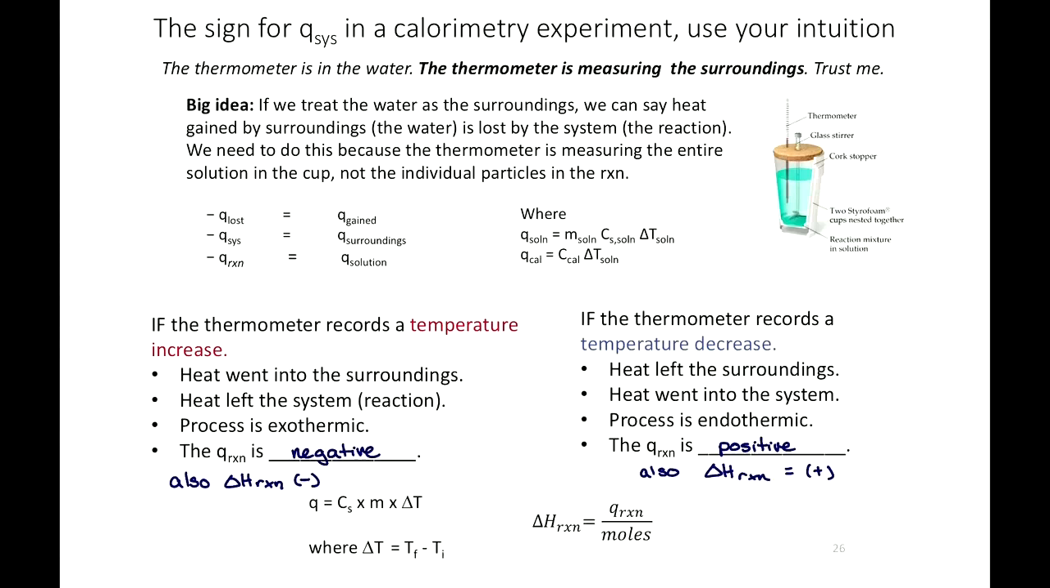You are the surroundings. The reaction is the system. So when you put your thermometer in the cup, you're going to fill that cup with water. You're going to do a little reaction, and you're going to stick your thermometer in it. We need to be really sure, what is that thermometer measuring? Yeah, it's going to measure a temperature change, right? But the temperature that it's measuring is of the water. The water is the surroundings, okay?